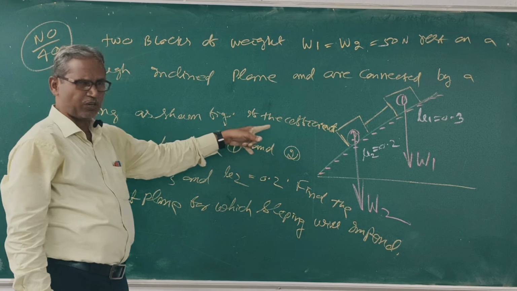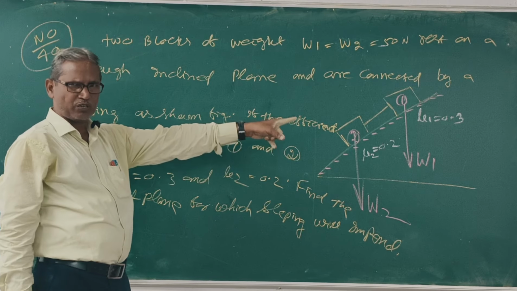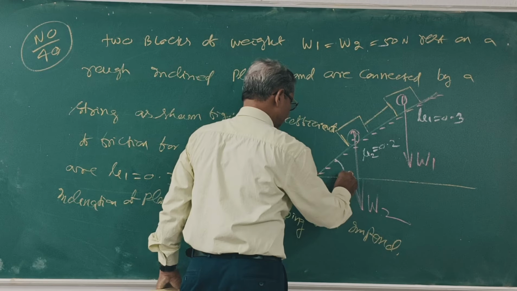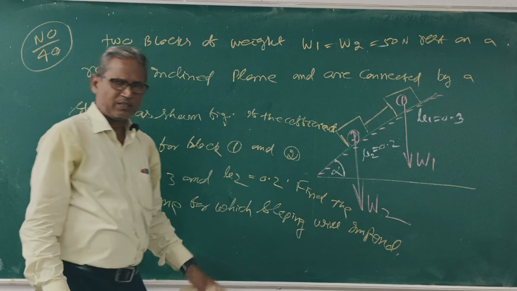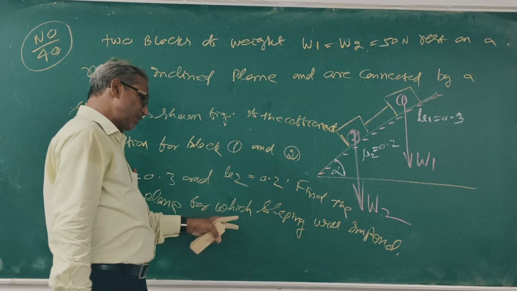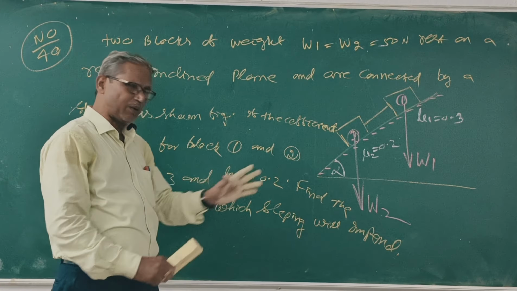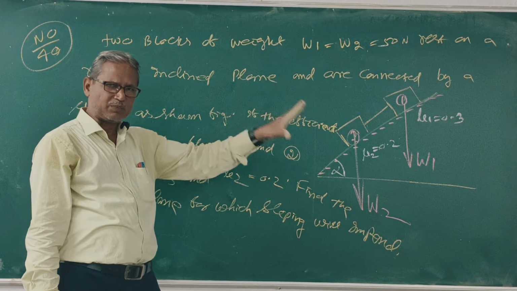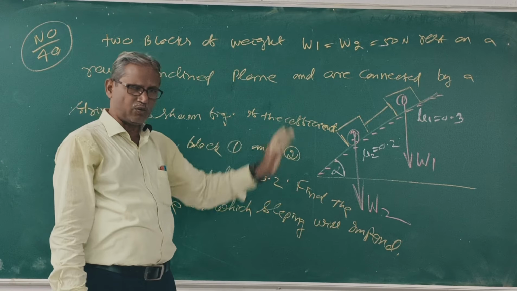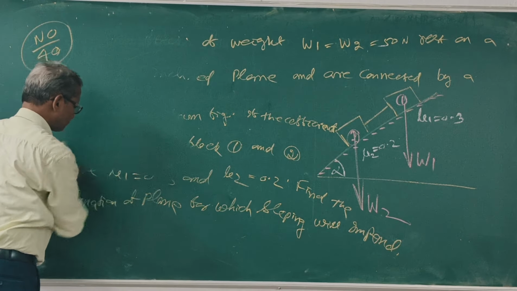If the coefficient of friction for blocks 1 and 2 are mu 1 is 0.3, mu 2 is 0.2, what is the inclination alpha? This is alpha. What is the inclination alpha of the plane with horizontal at which the slipping of the blocks will impend? Impend means oppose. What angle alpha so that the block cannot move downwards? The block is in equilibrium condition. Clear? Now I will draw the figure and you will make clear the answer. Very important question this is.